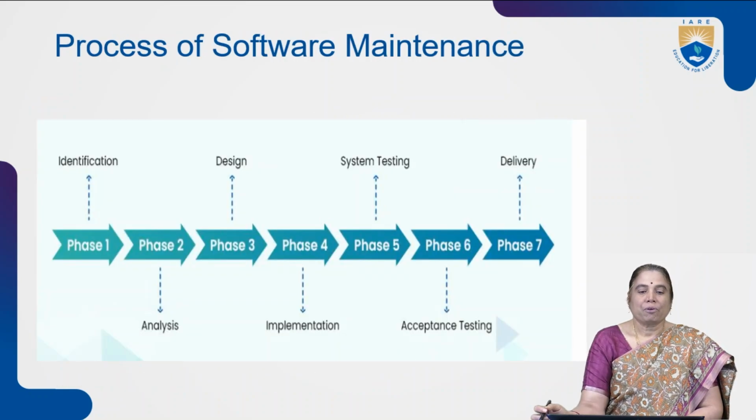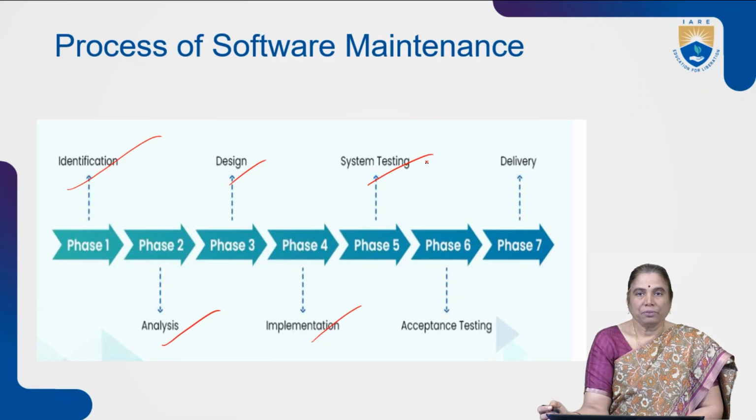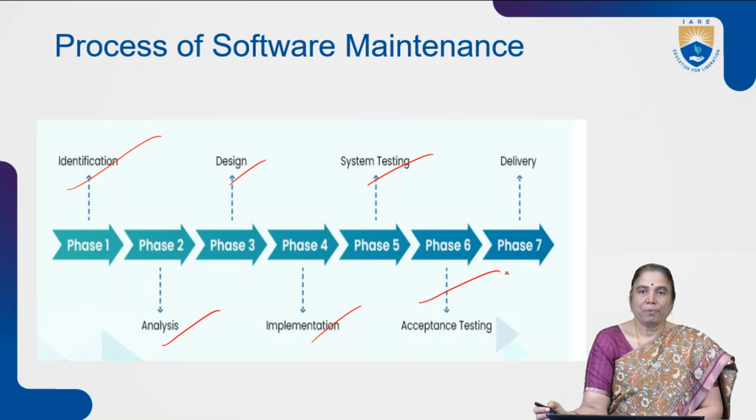And legacy code: maintaining older systems with outdated technologies can be difficult as it may require specialized knowledge and skills. The process of software maintenance: the first phase is identification, the second is analysis, the third is design, the fourth is implementation, and the next phase is testing. In these, verification and validation activities may be carried out, and user acceptance and feedback must be taken in the acceptance testing. Then the software is delivered and put into operation at the customer site.